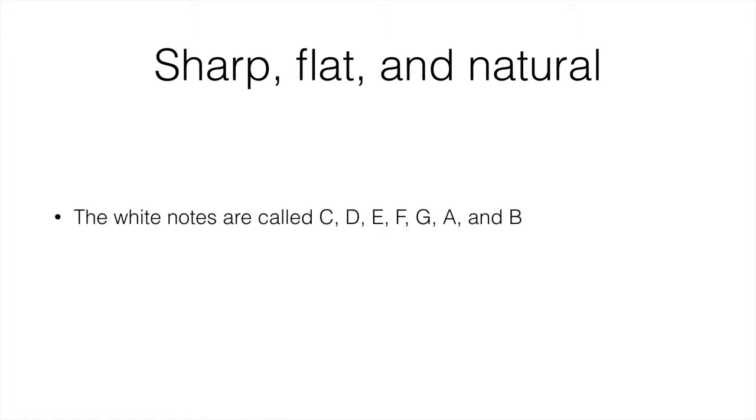So the white notes are called C, D, E, F, G, A, and B. But what are the black notes called? Because we saw the black notes on the piano in the previous video, but we don't know what their names are. Are they just C, D, E, F, G, A, and B? Then how can we distinguish between the white and the black notes? Well, it turns out that they're not called C, D, E, F, G, A, and B. They have different names, although they're very similar.